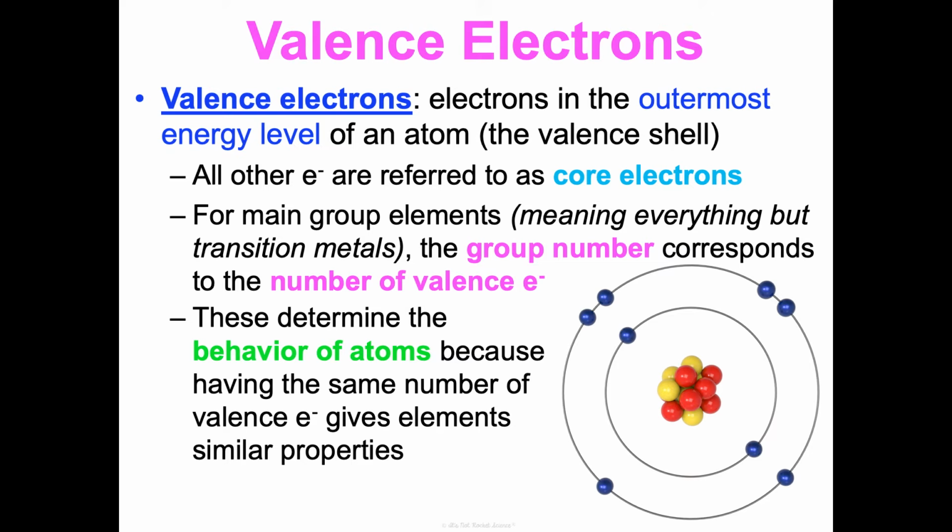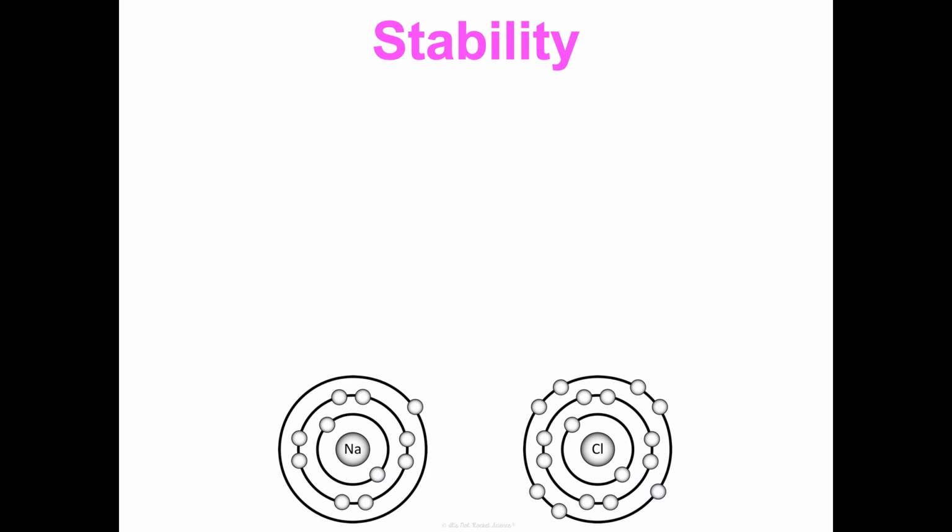So if you remember that, this number of valence electrons is what determines the behavior of atoms, because having the same number of valence electrons gives these elements similar properties. That's why we see fluorine and chlorine and bromine, all those halogens in group 17, act similarly: they have the same number of valence electrons.